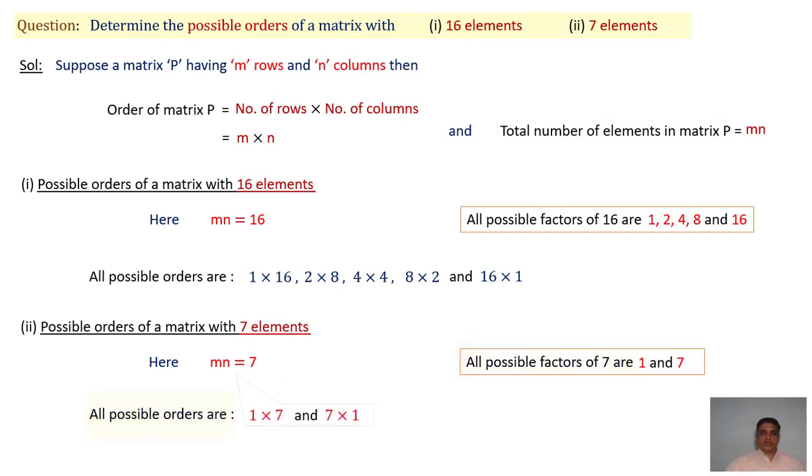So in this lecture, we discussed the concept of order of a matrix. In the next lecture, we will discuss the general form of a matrix and some important notations which we generally use in matrix theory.